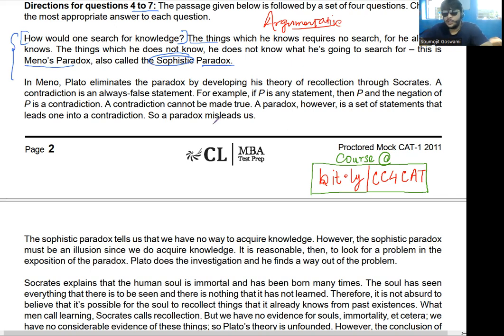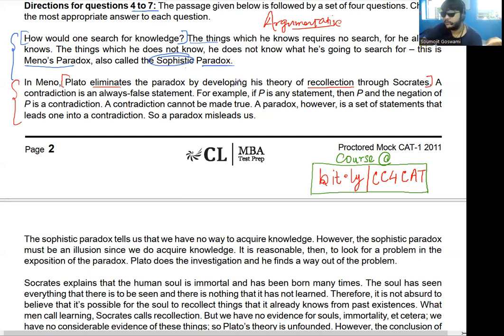Okay. Sophistic paradox. In Meno, Plato eliminates the paradox by developing his theory of recollection through Socrates. So, Plato is the one who eliminates the paradox. And how does he do that? By recollection through Socrates.